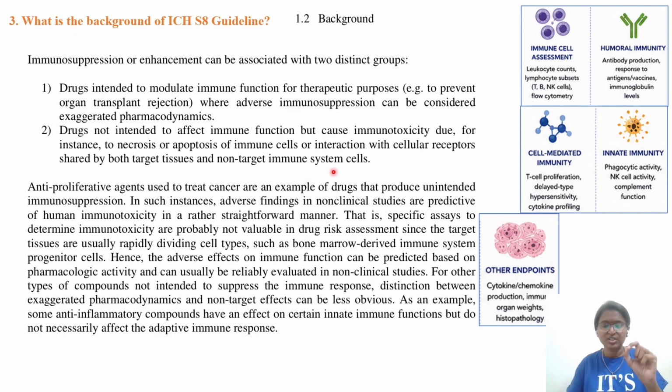it is a bit confusing. Stop the video and read point number one and point number two again. Let's read the paragraph below. Anti-proliferating agents are used to treat cancers. Anti-proliferation means, in the case of cancer, what is happening? The cells are rapidly multiplying. So you are going to give a drug which is going to stop the cell division. Anti-proliferative agents used to treat cancer are an example of drugs that produce unintended immunosuppression.